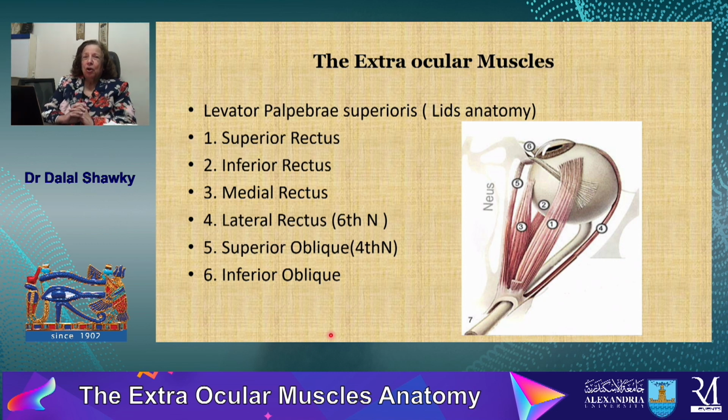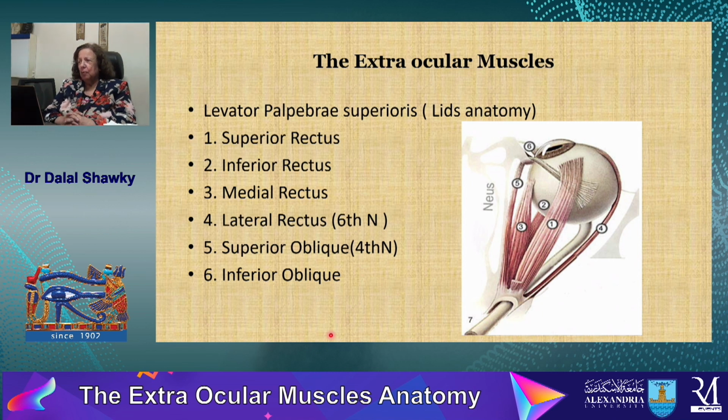The extraocular muscles are the muscles moving the globe. There are 6 muscles, but in addition we have to know that there is another muscle included, but this muscle is moving only the upper eyelid. This is the Levator Palpebrae Superioris, and you will know all its detail when studying the anatomy of the upper eyelid.